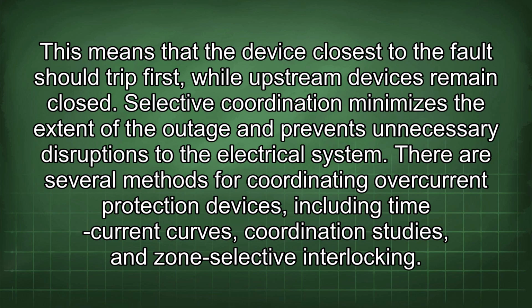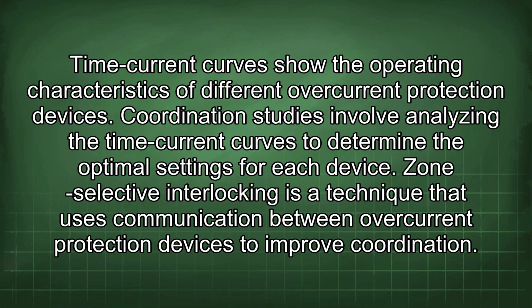There are several methods for coordinating overcurrent protection devices, including time current curves, coordination studies, and zone-selective interlocking. Time current curves show the operating characteristics of different overcurrent protection devices. Coordination studies involve analyzing the time current curves to determine the optimal settings for each device. Zone-selective interlocking is a technique that uses communication between overcurrent protection devices to improve coordination.